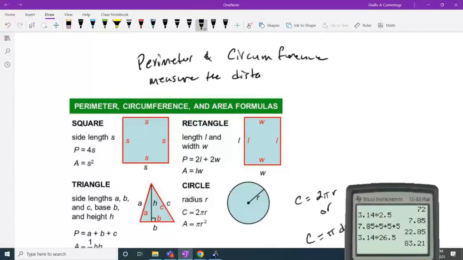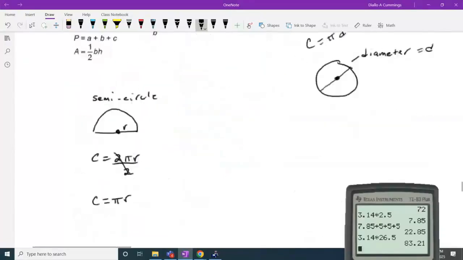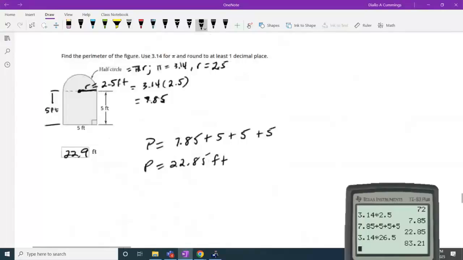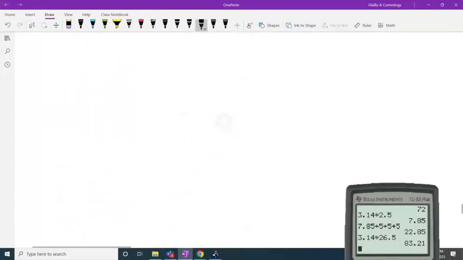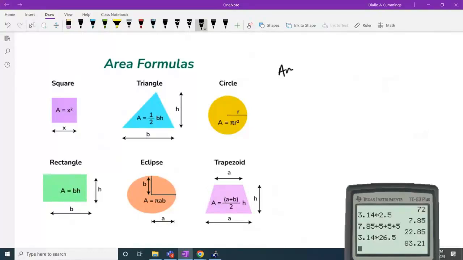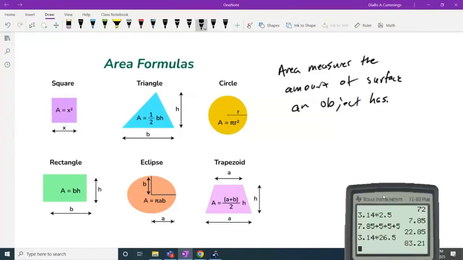measure the distance around an object. Area measures the amount of surface an object has. And the area is measured in square units, right?